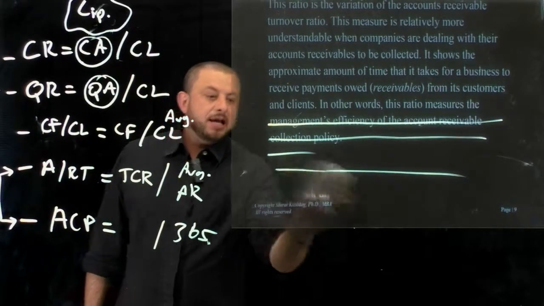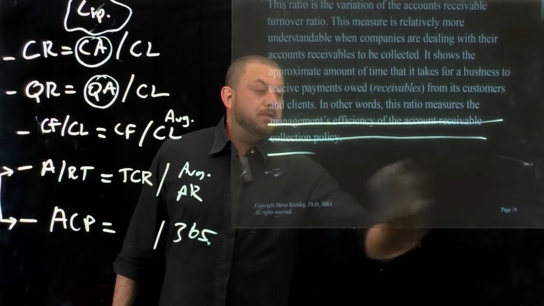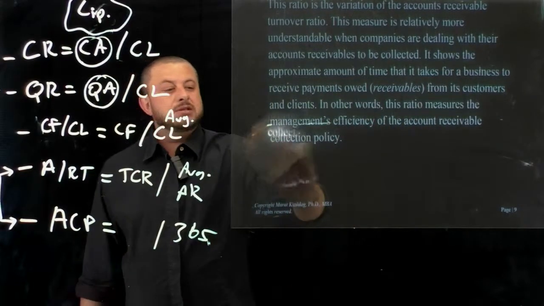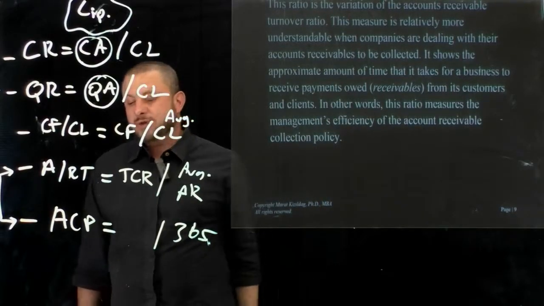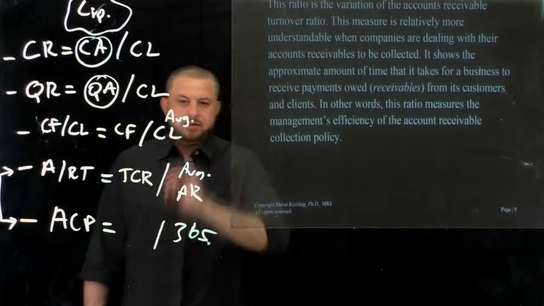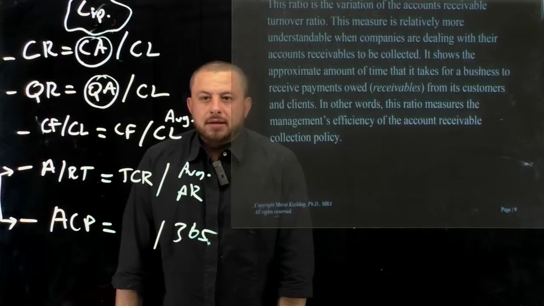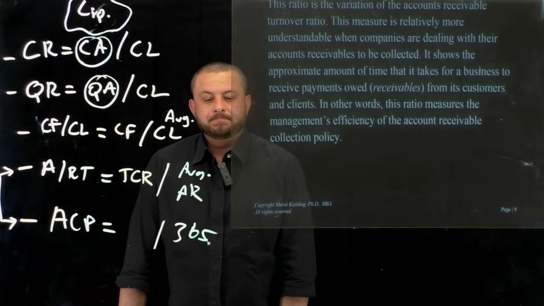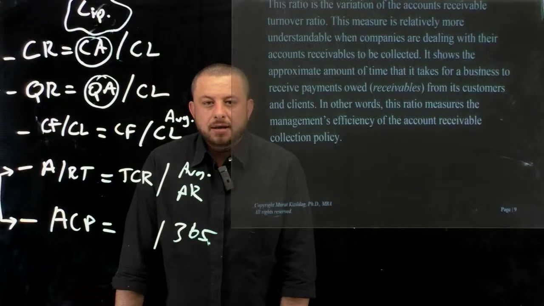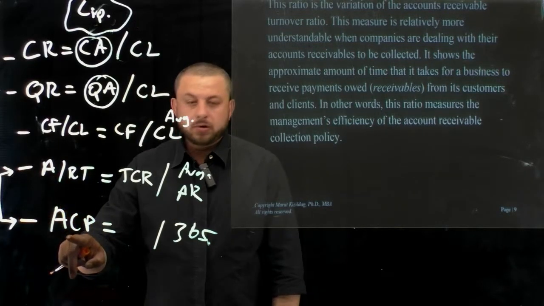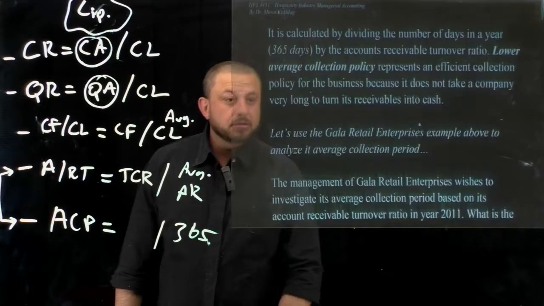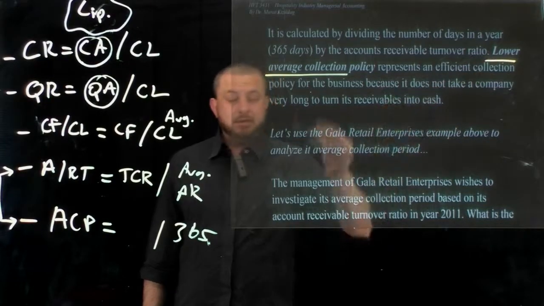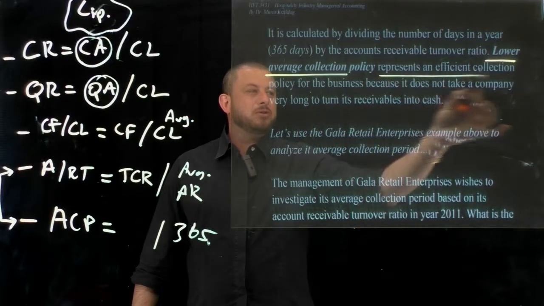You need to have a great collection policy because it's your money out there, and you can use your money for something else, for your business, rather than somebody else, such as vendors or suppliers, using your money. Ask yourself right now, do you want a higher ACP or lower ACP? You want higher ART, lower ACP. Why? Take a look. A lower average collection period represents efficient collection.